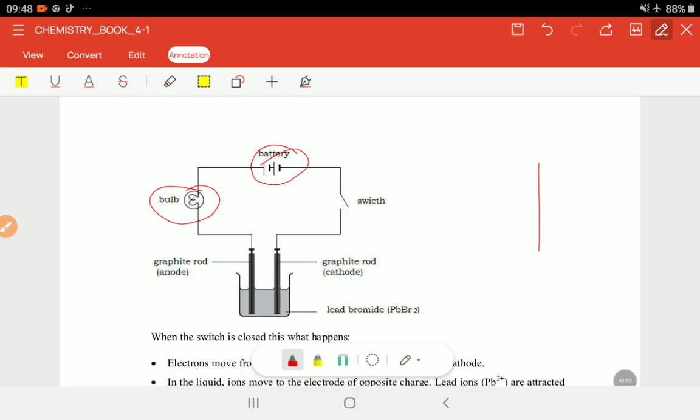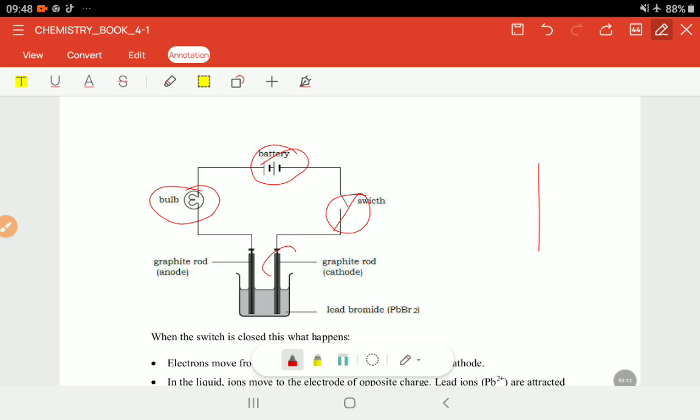So if the bulb lights, it means yeah, I think this is an electrolyte of some sort. This is the switch. If you close it, it means we are completing the circuit, so we end this whole sort of setup, right?